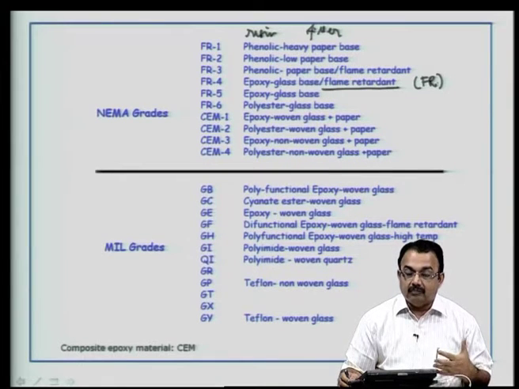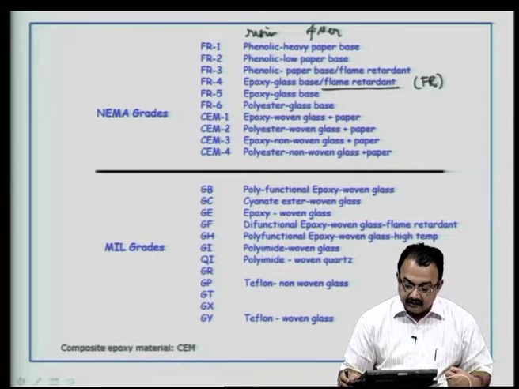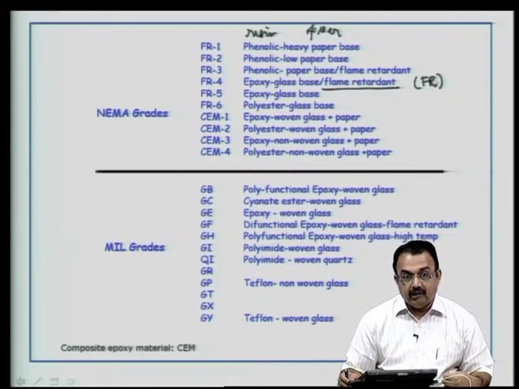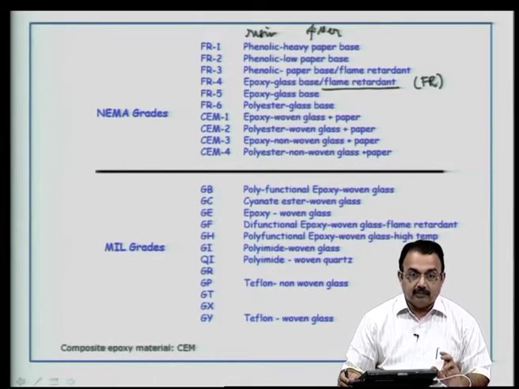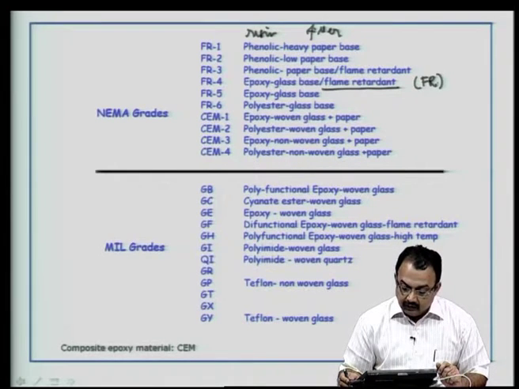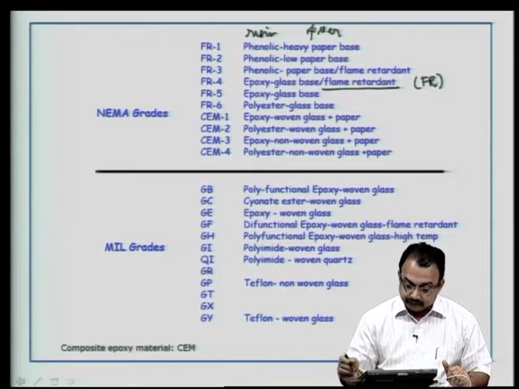So, material combinations like an epoxy or glass base with a fire retardant material in it can be used for such applications. FR5 is again epoxy and glass base, FR6 is polyester and glass base, and you have what is known as CEM material, which is a composite epoxy material. That means, in all of these cases the organic resin is epoxy, or it could be a combination of other resins, but it contains different types of fillers.